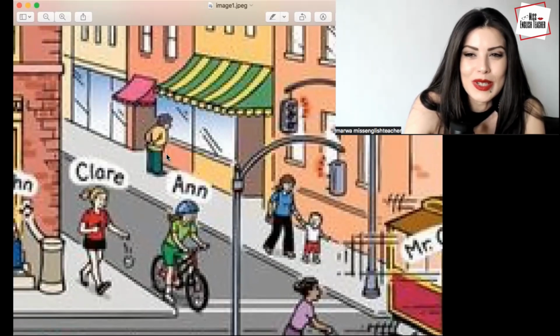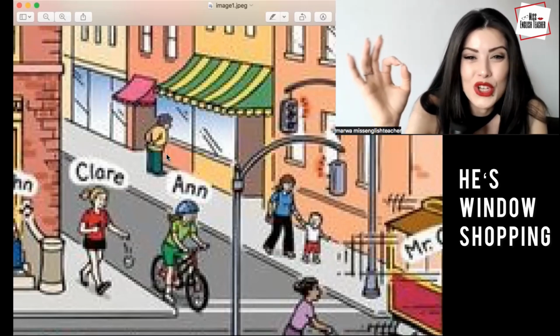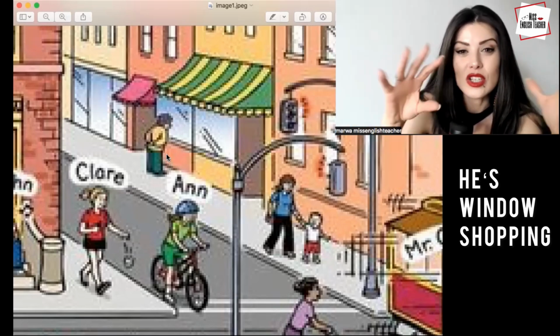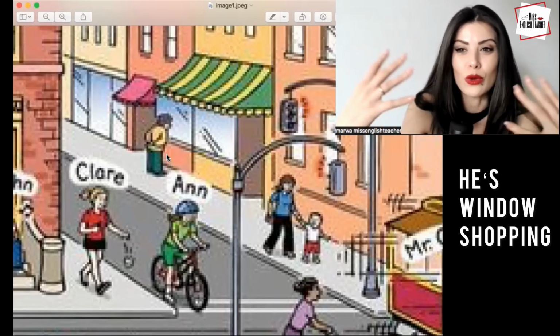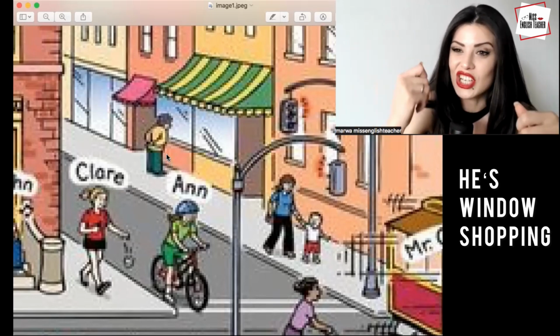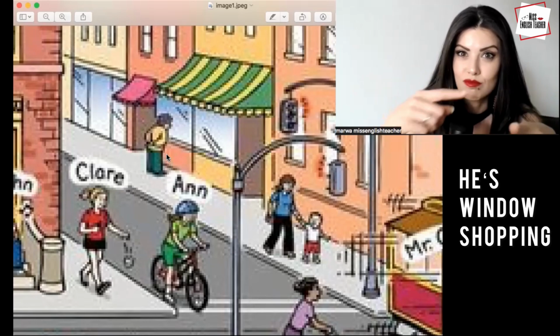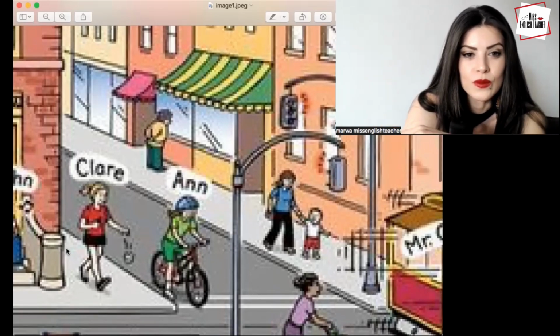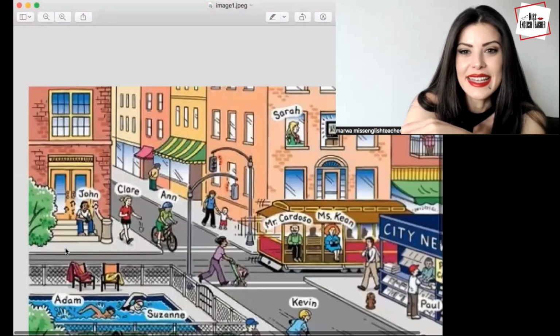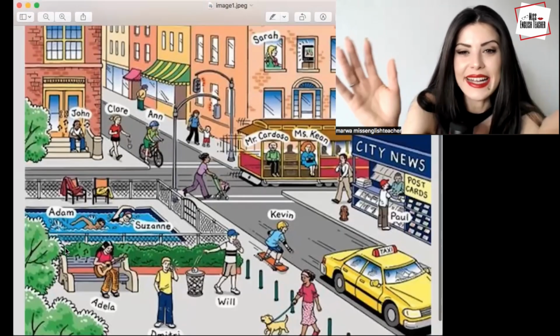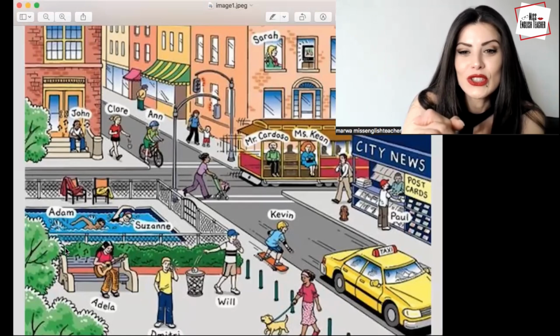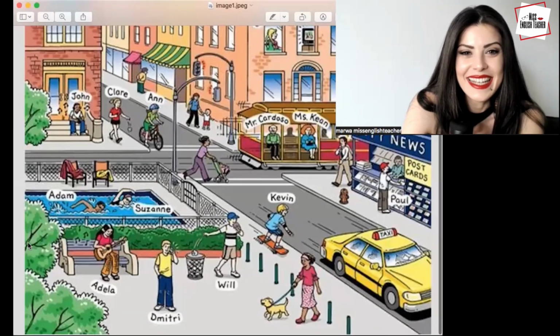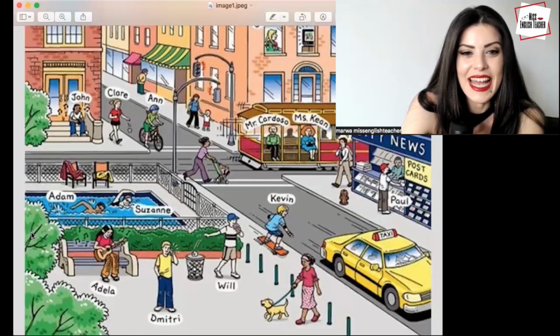Super. So this guy is window shopping. When you look at a store's window, then you're window shopping. Yeah, you're not actually shopping, buying, but you're just looking, window shopping. Okay, guys. Now I'm gonna give you a couple of seconds to, I don't know, did I miss anything? Let's have a couple of seconds and you can describe anything that you would like.